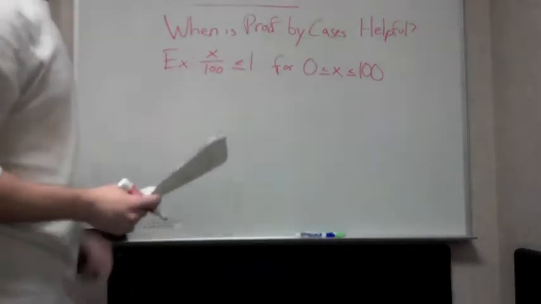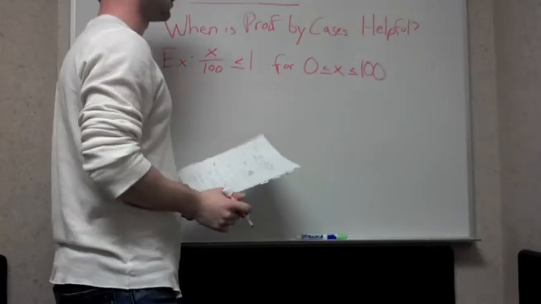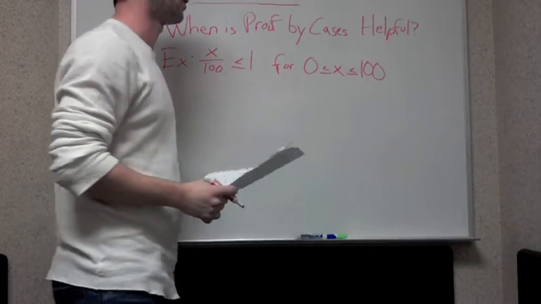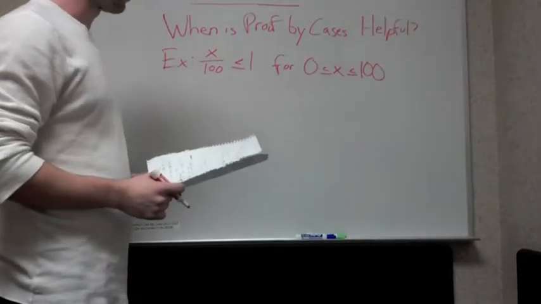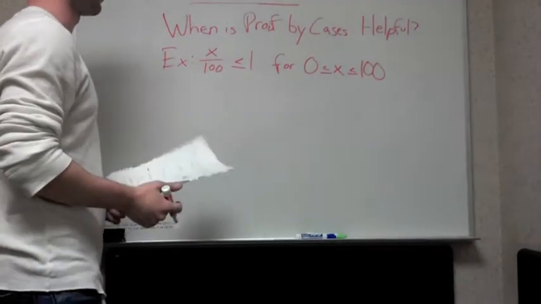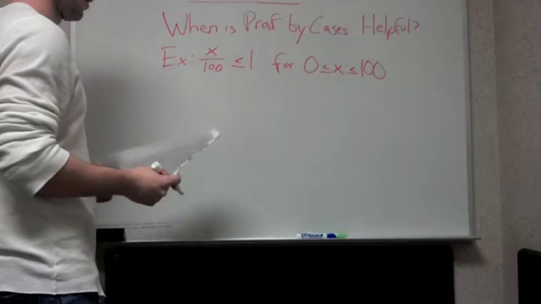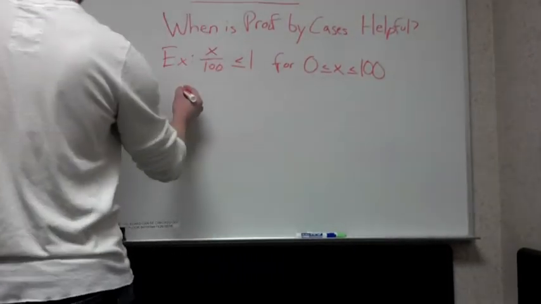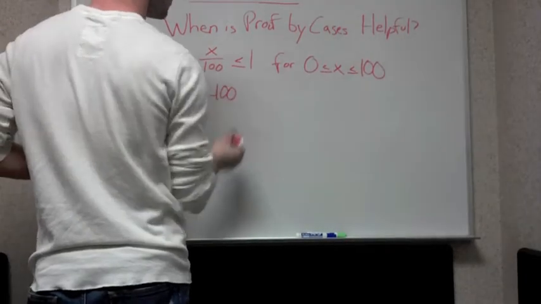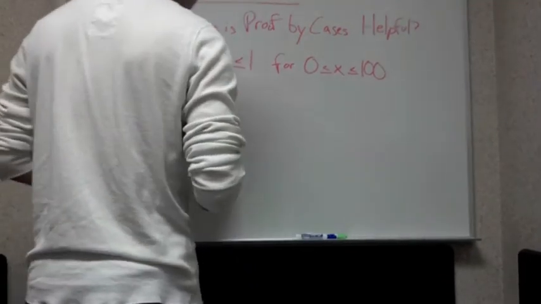If we tried to use the exhaustive proof in this case, we would go through x from 0 to 100 and prove for each case that x over 100 is less than or equal to 1. This would take too long because it would go through all 100 possibilities, as opposed to a case proof where we would look at just one case. In that example, we could say that x is less than or equal to 100, which satisfies all possibilities since 100 is the limiting factor in the top.